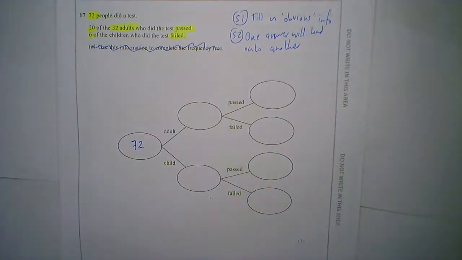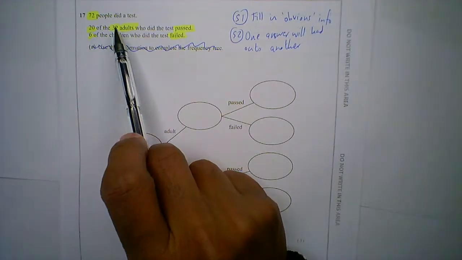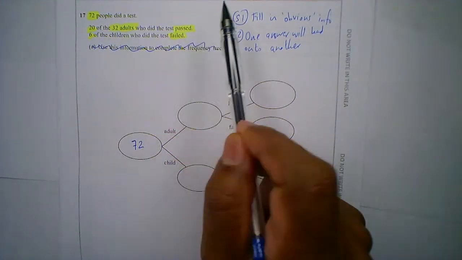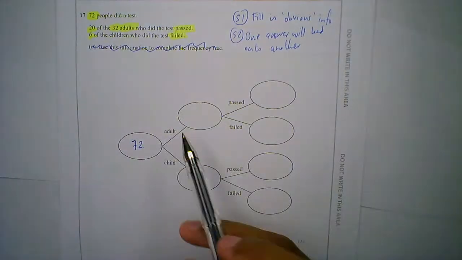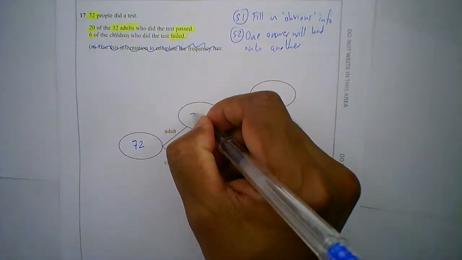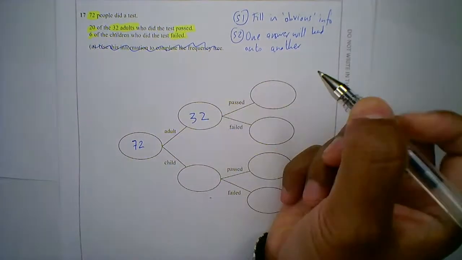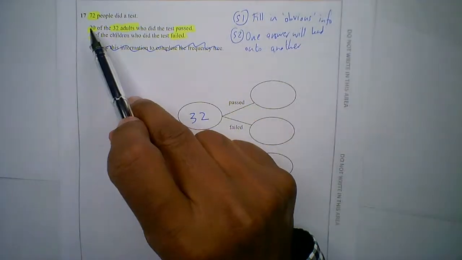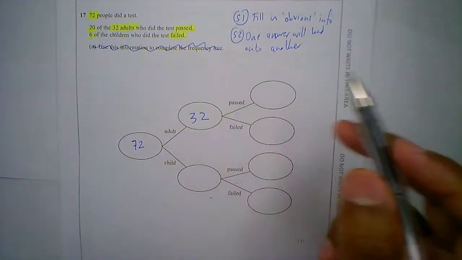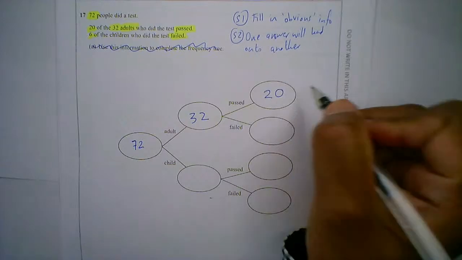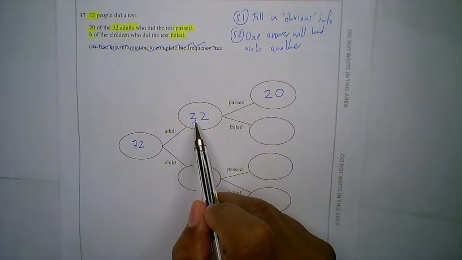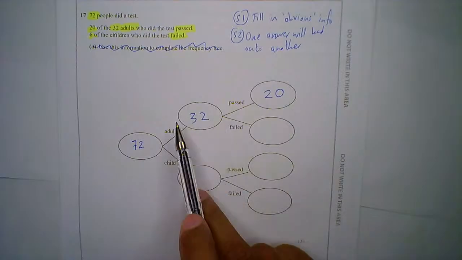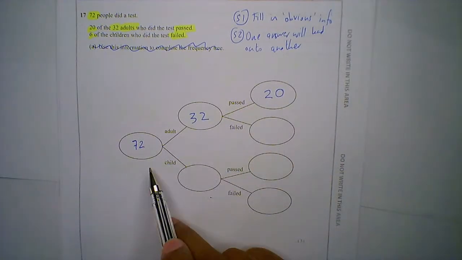Okay, so we've got 20 of the 32 adults who did the test passed. So we've got 32 adults. So adults, I've got 32 here, so I can put 32 here. And 20 of them passed. So I've got passed 20. Okay, so that's my obvious information. The 32 is given and the 20 is given. Now I can see how it leads. It leads on to this one here.